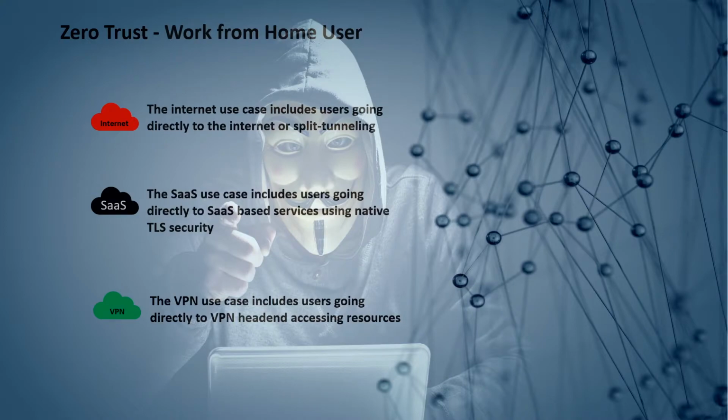And that could be directly connecting to the internet. Obviously there's some risks there, as well as split tunneling. If you have a VPN connection in and there's a split tunnel that goes on, obviously that split tunnel has an increased level of risk. You've got SaaS-based services that are available using native TLS. And then you've got VPN use case where you terminate on a VPN head end, regardless of where that exists.